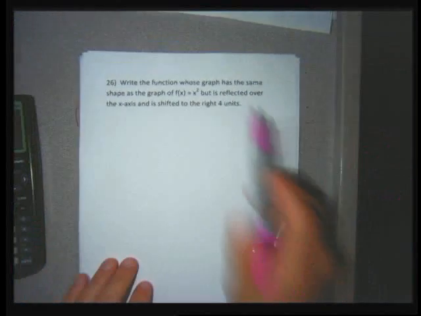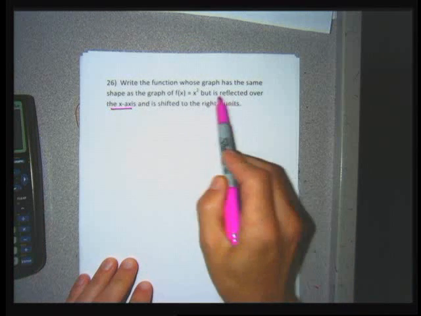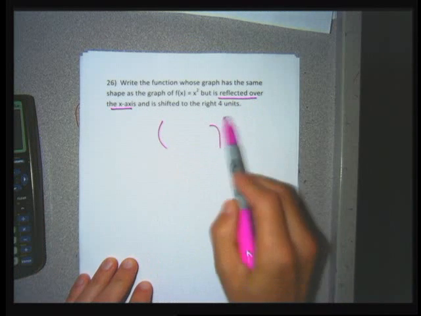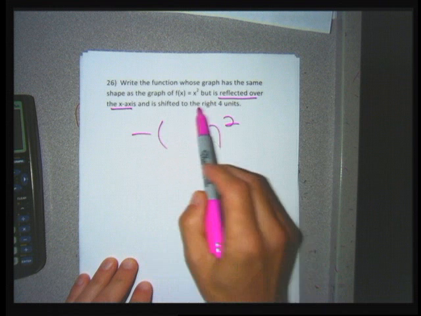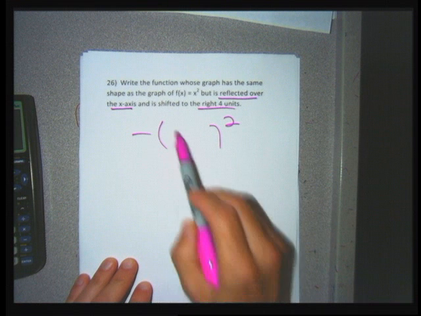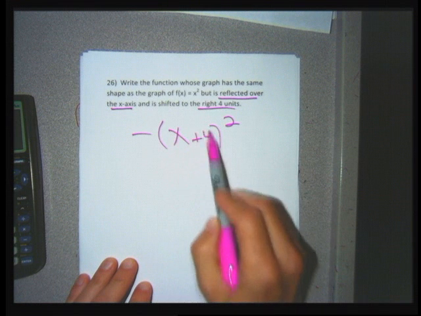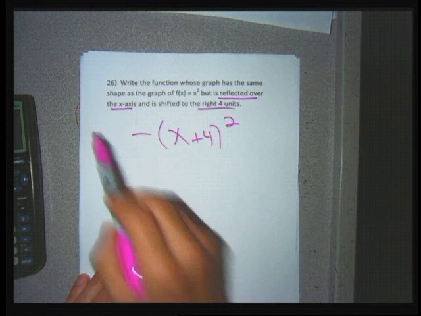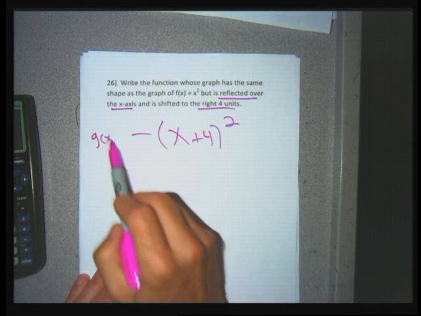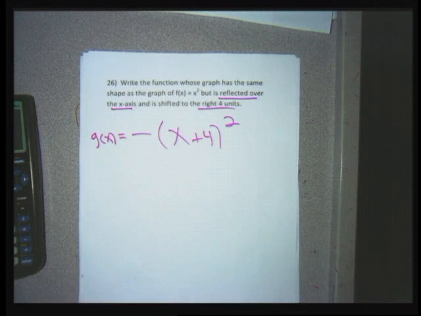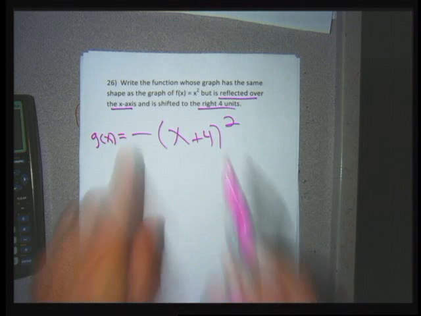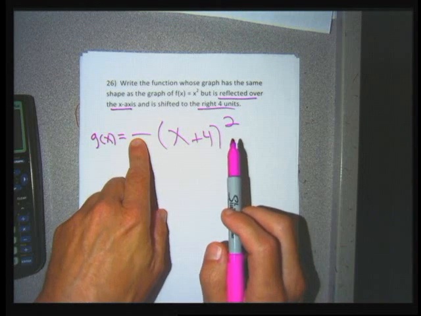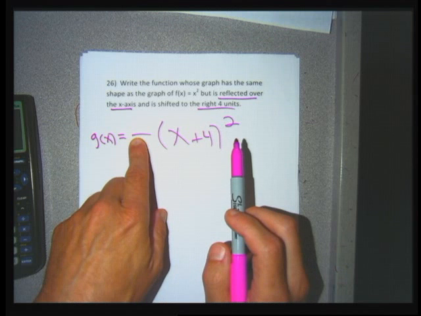26 wants me to do something the same as x squared. I want to reflect over the x-axis, so I need a negative in front of a parentheses. And I want to go to the right 4 units. To go to the right 4 units, I do that. And then I could name it if I care to. If you don't name it on the test, I wouldn't take points off. So if I said g of x equals negative x plus 4 squared, that negative is going to flip it over or reflect it over the x-axis.